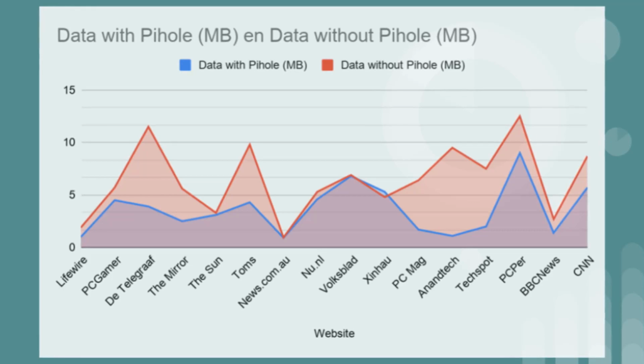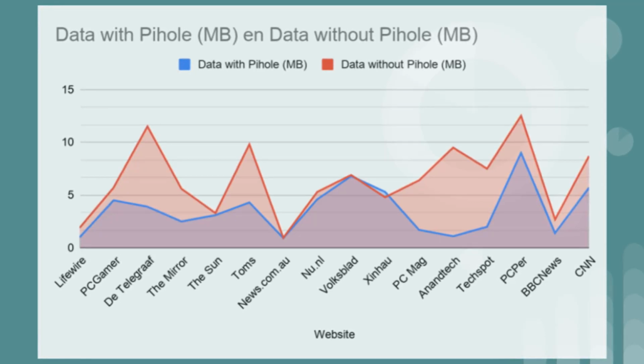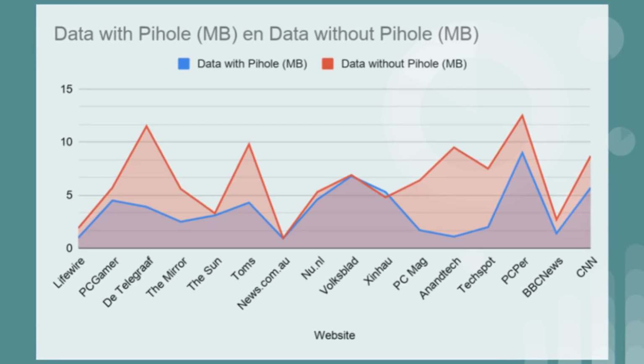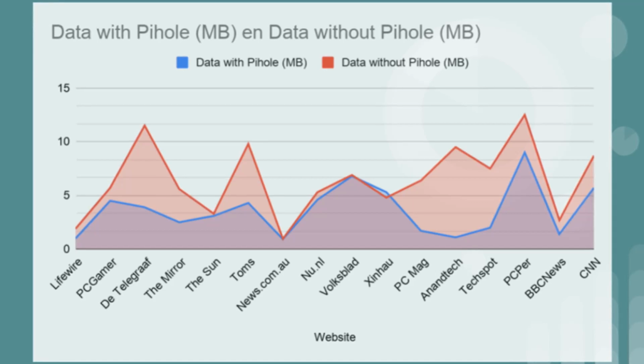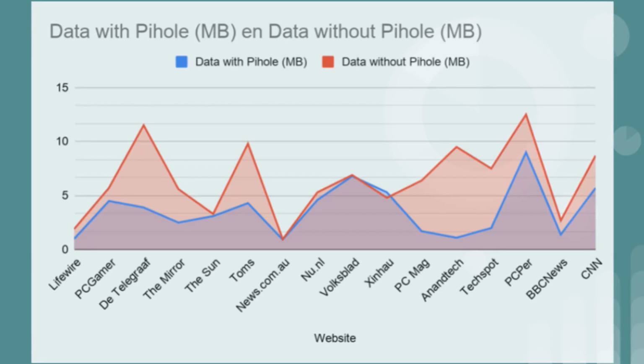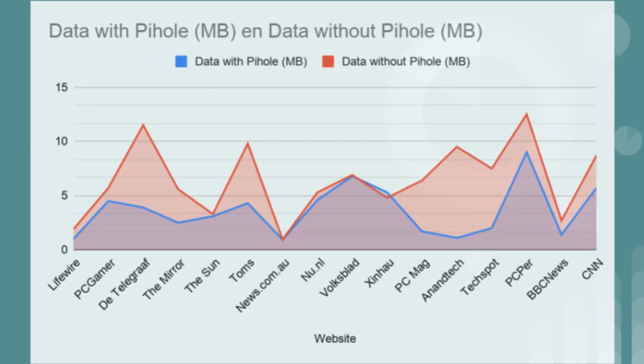What's interesting to me is that the only case where without the Pi-hole is better than with a Pi-hole was the Xinhao website, which is a Chinese news site. That's the only one where, without the Pi-hole, there was less data and it was a bit faster to download. So that was really interesting. But okay, let's take a look at what the differences are.